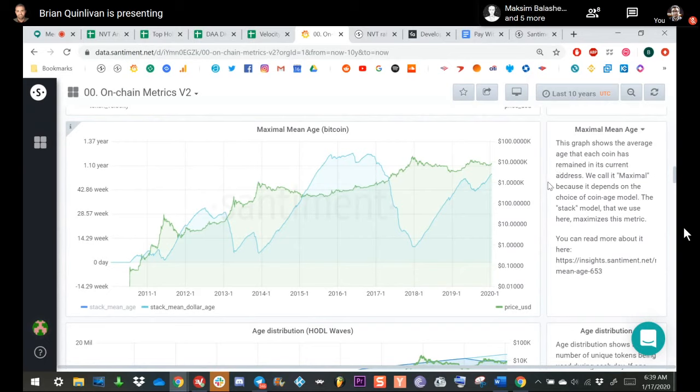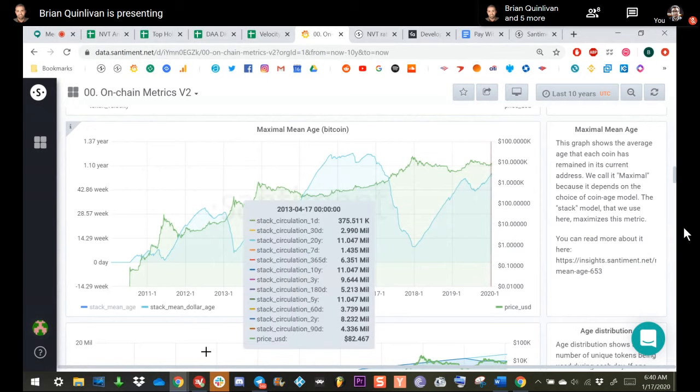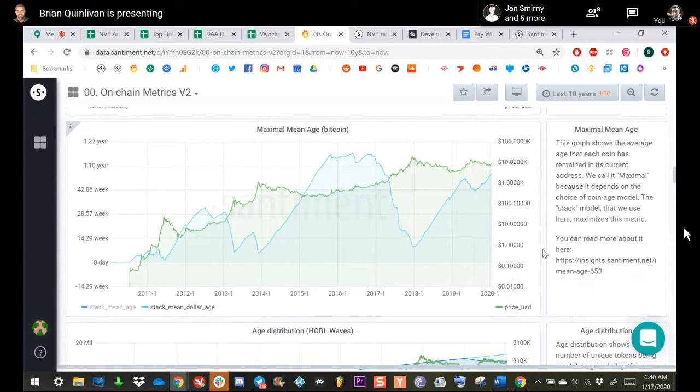If anything, I think this metric is really good as a validator to see whether those dollars that have been stagnant are actually moving, and whether a price move up is really correlating with the stack mean dollar age getting lower. Because if we just see a continuation of upward movement in the stack mean age and mean dollar age, it means that whatever price move is happening might be kind of a false, fool's gold sort of situation.